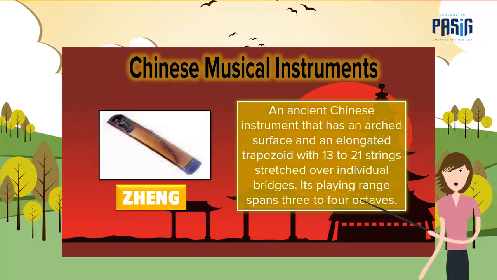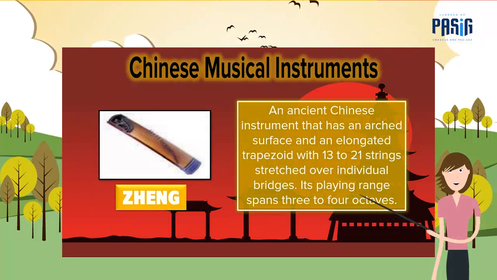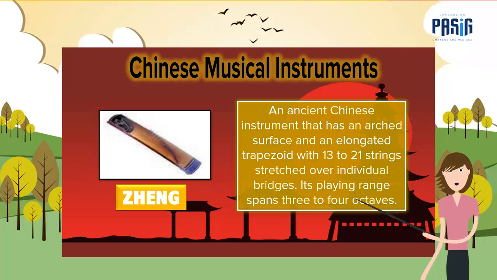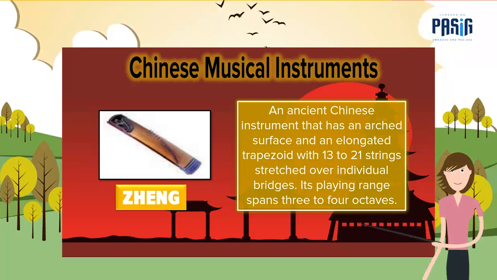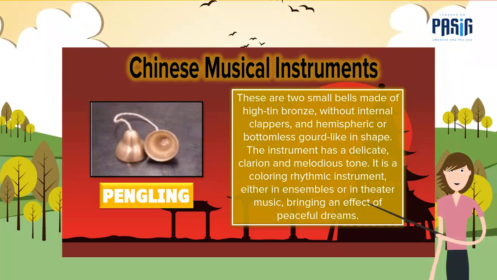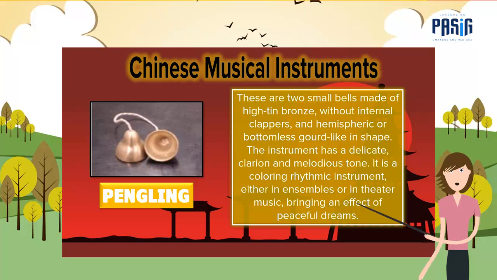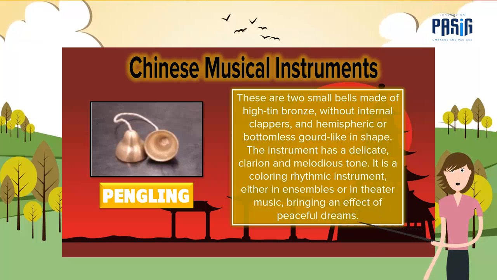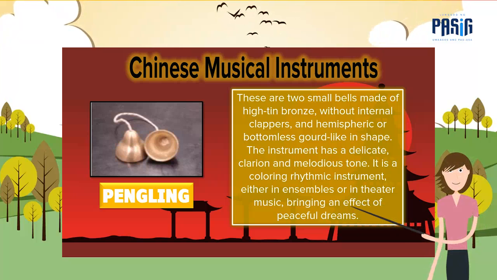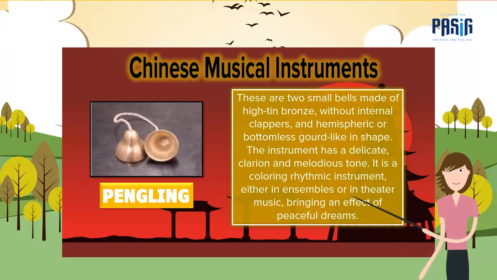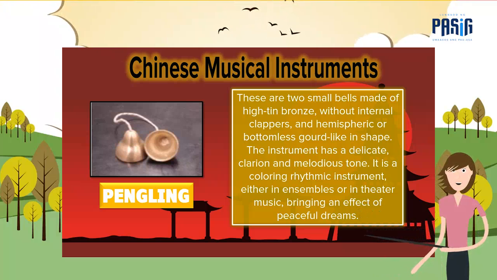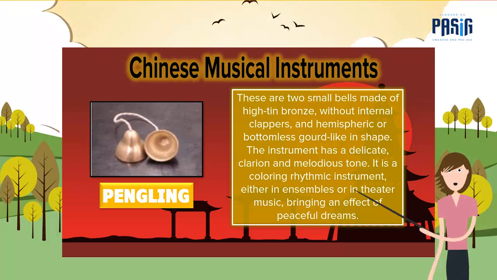Guzheng, an ancient Chinese instrument that has an arched surface and elongated trapezoid with 13 to 21 strings stretched over individual bridges. Its playing range spans 3 to 4 octaves. Fengling. These are two small bells made of high-tin bronze without internal clappers, hemispheric or bottomless gourd-like in shape. The instrument has a delicate, clarion and melodious tone. It is a coloring rhythmic instrument, used either in ensembles or in theater music, bringing an effect of a peaceful dream.